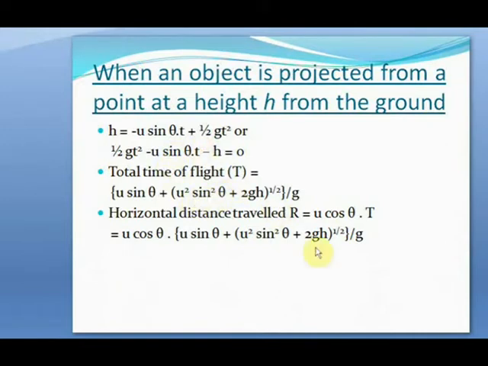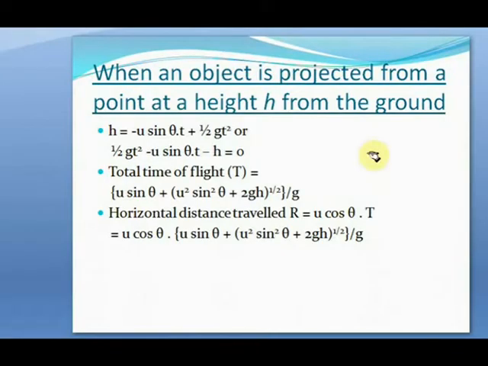So as you can see from here, this is our time of flight. Now to calculate the range, what we'll do is we'll simply multiply the time of flight with the velocity component in x direction, which is u cos theta.